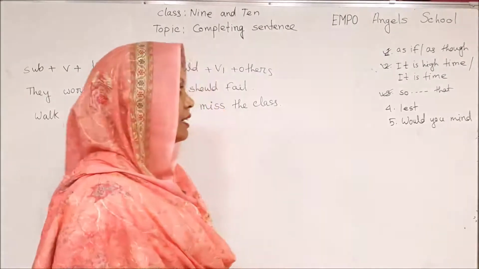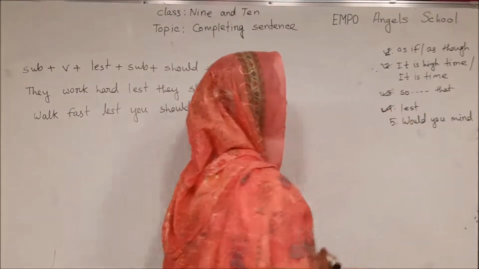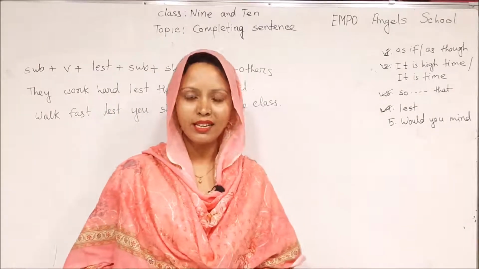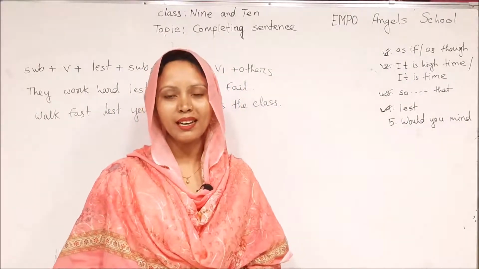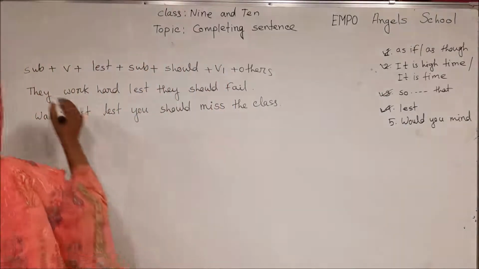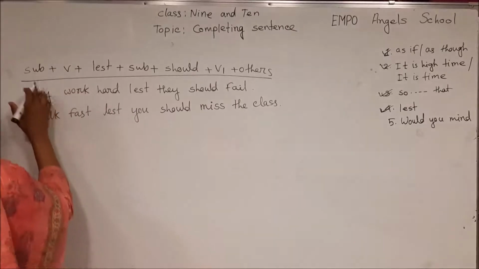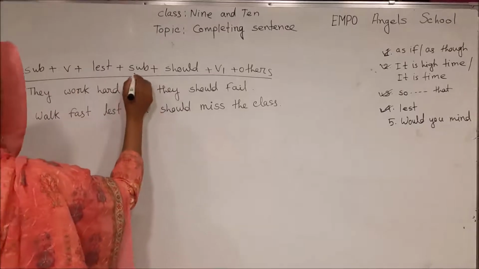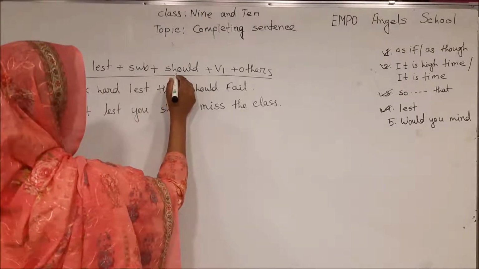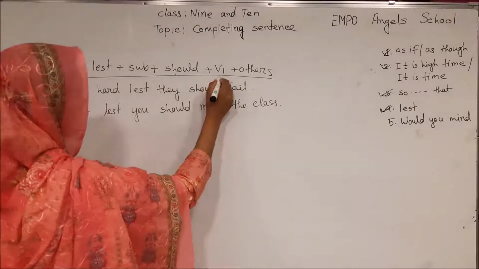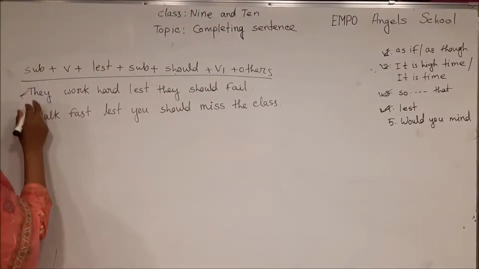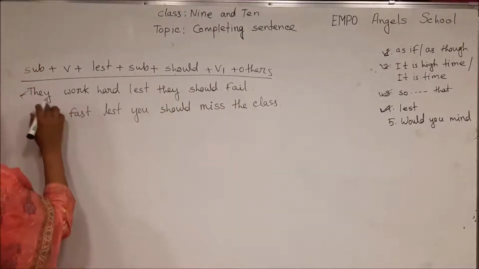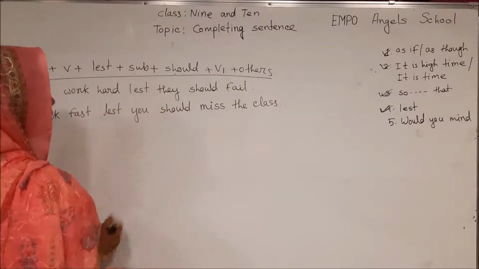Dear students, now number 4, rules of "lest". If you have a clause with "lest", then you have to complete the sentence following this structure. You may have subject, verb before "lest", and after "lest" you have to take a subject and auxiliary verb "should", and then verb 1 and others. Have a look, students. They work hard lest they should fail.